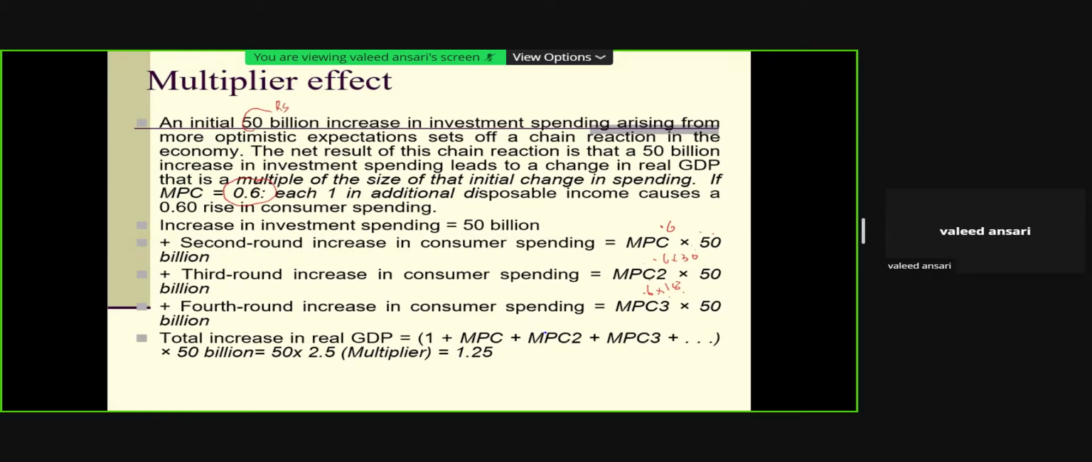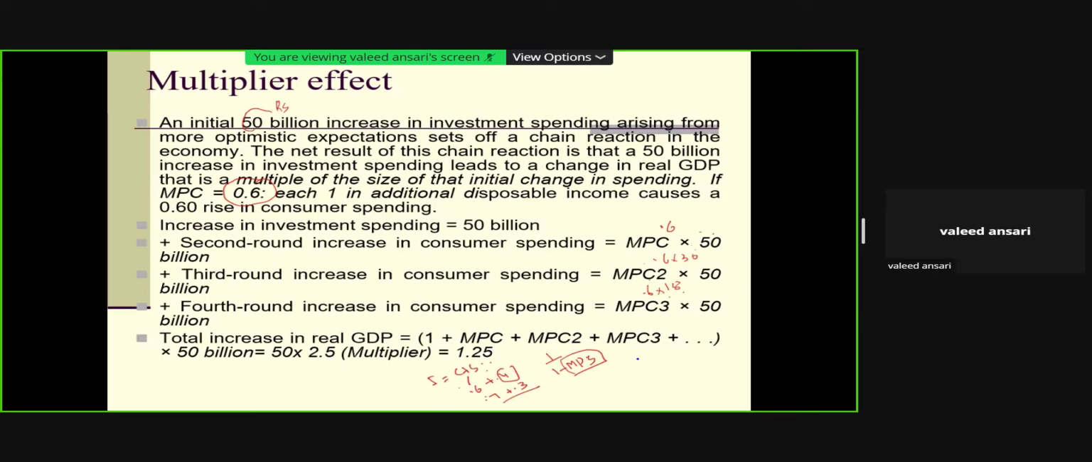Otherwise, the formula is very simple: 1 upon 1 minus MPC, that is the marginal propensity to consume. Please remember that income can either be consumed or saved. So when 60% is consumed, 0.6, 40% is saved. If you increase saving more, it will become 0.3, that is 30%. The more you spend, the more.